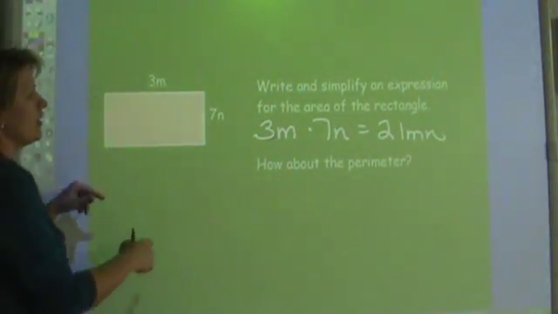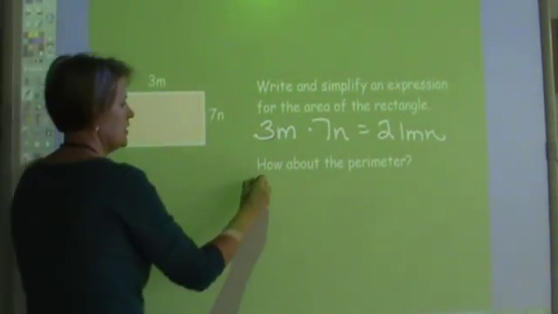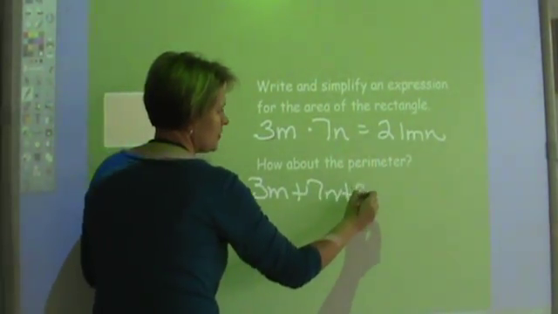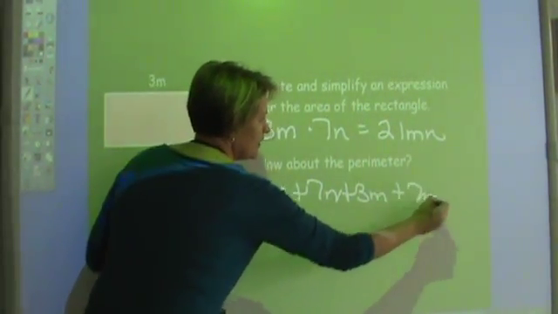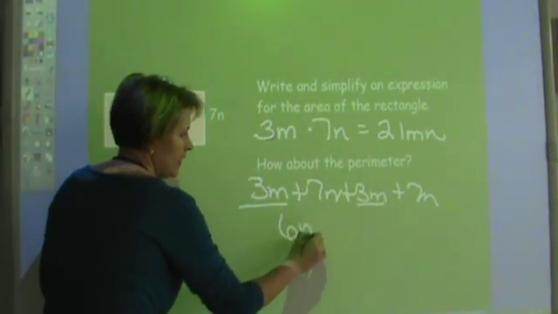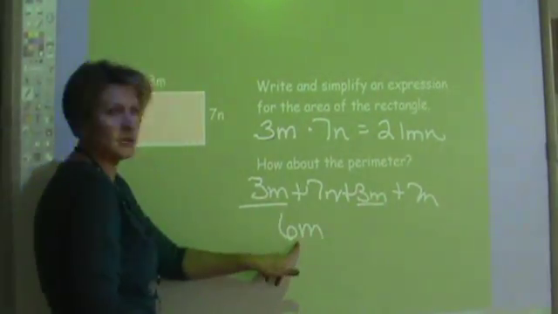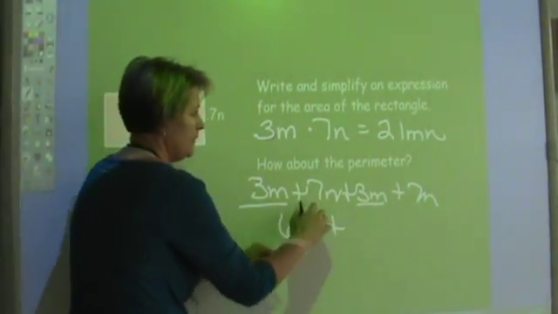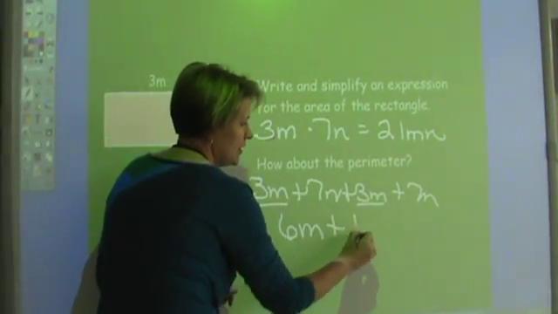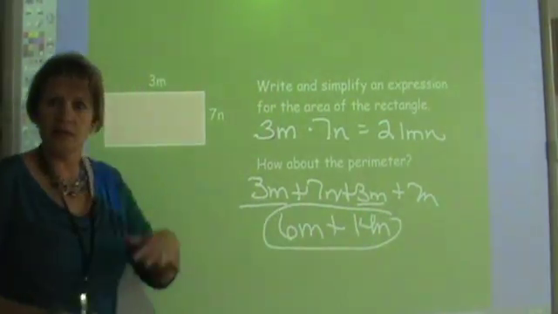Okay? But perimeter, we do have to have like terms. So for perimeter, I'd go this plus this plus this plus this. So 3m plus 7n plus 3m plus 7n. All right? I got 3m plus 3m. Those are like terms. If you want to think of it as a word that starts with it, we got 3 monkeys and 3 monkeys, we get 6 monkeys. Okay? 7n plus 7n. 7 narwhals plus another 7 narwhals. 14 narwhals. Okay, I can't combine my monkeys and my narwhals, so I'm done.